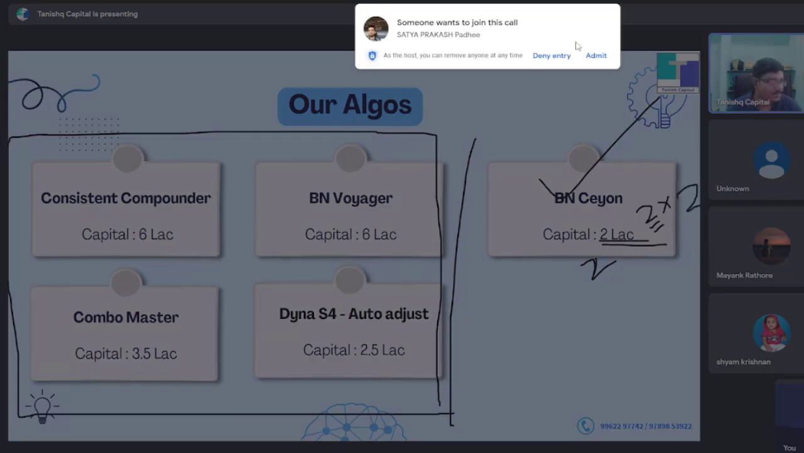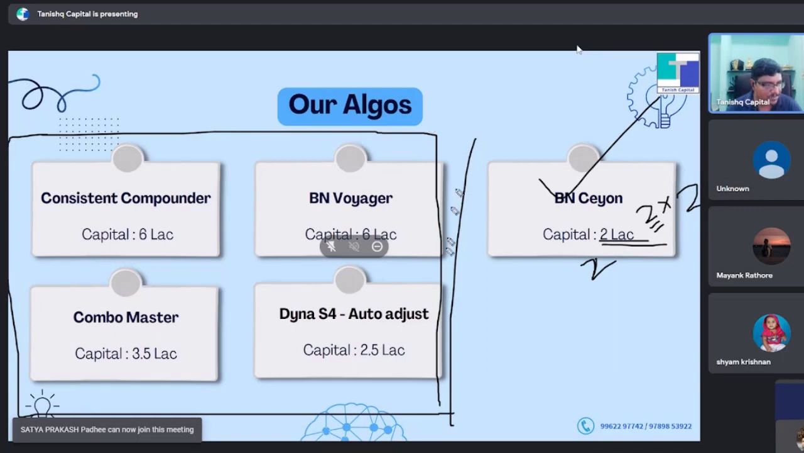Okay, so these are all the algos we are running. We will go deep into details: what is the algo, how the returns are made. So these are the real things you need to concentrate on, right?